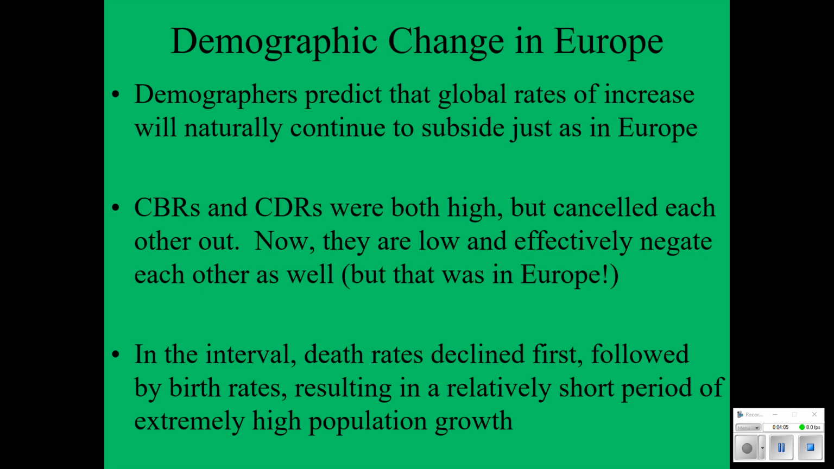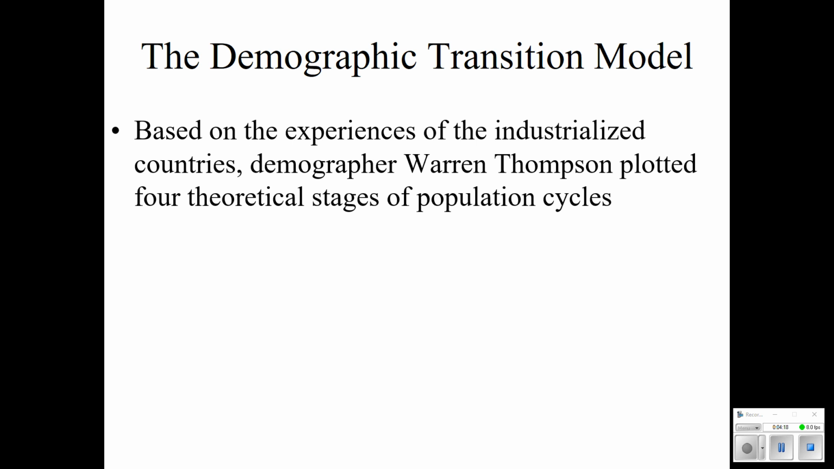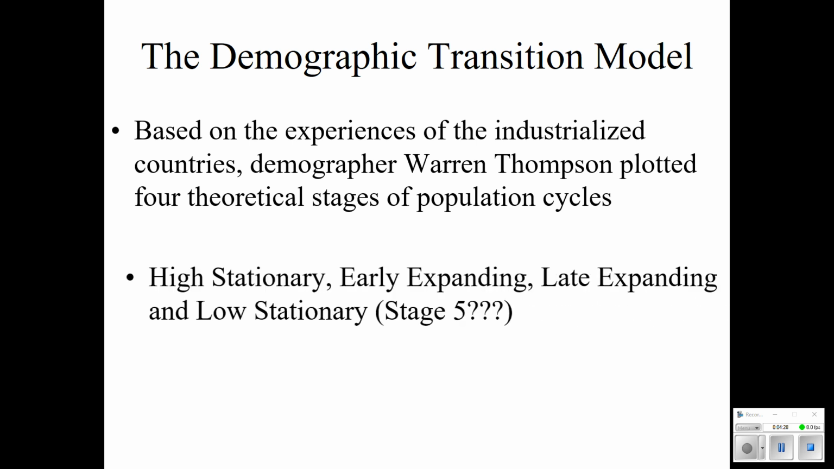Remember that on your skill sheet that you've got a picture of on your phone, the whole first column is talking about models, theories, and concepts, right? This is the idea of the demographic transition model. So the guy named Warren Thompson created this model, and he said that based on the experiences of the white European colonizer type countries, that there were these 4 theoretical stages of population cycle.